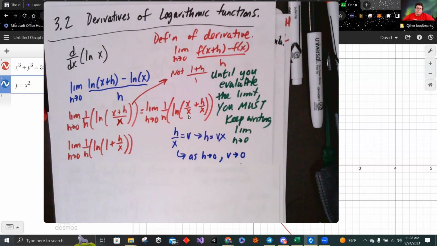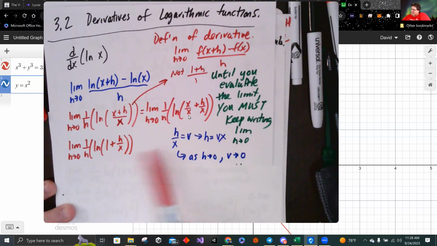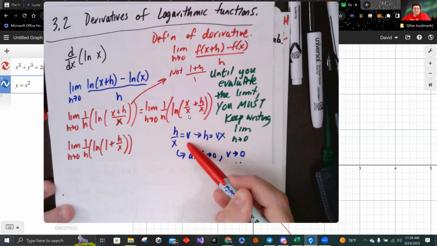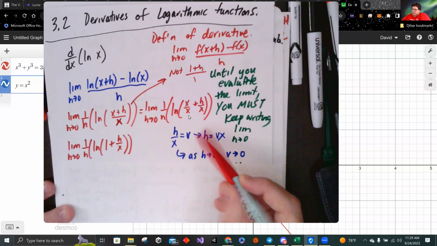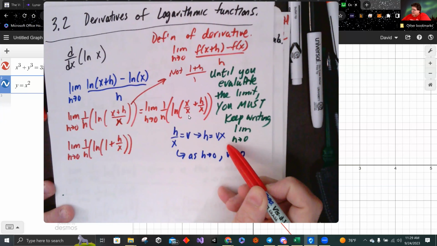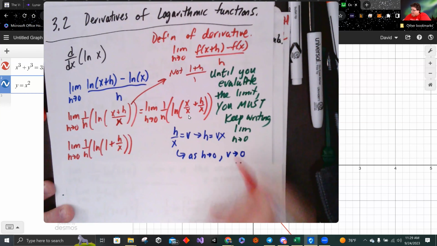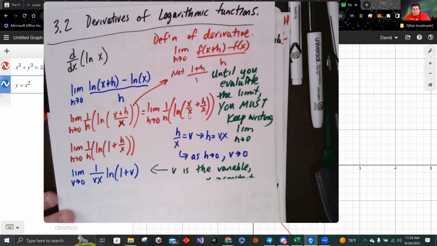Okay? So we get to this point, and this is like a hard spot to work with. So I don't like it like this. I don't know where to go with this. So I'm going to set h over x equal to b. If I set h over x equal to b, I can solve for h here by multiplying both sides by x, and I get h equals bx. As h goes to 0, b goes to 0. So I can rewrite this limit as the limit as b goes to 0, and then the h out front is bx, so 1 over bx, natural log of 1 plus b.